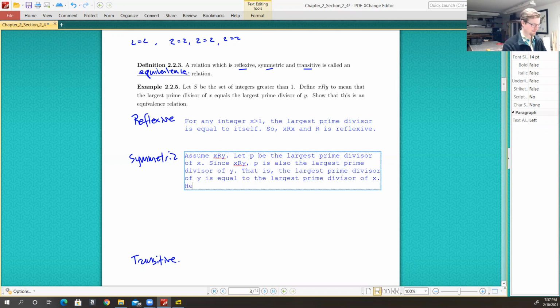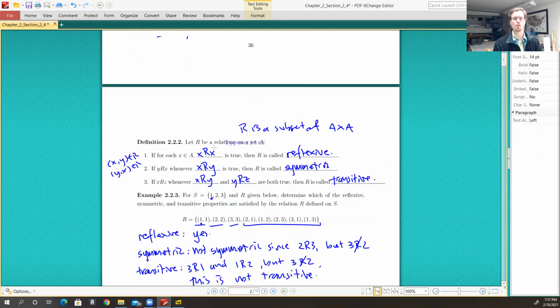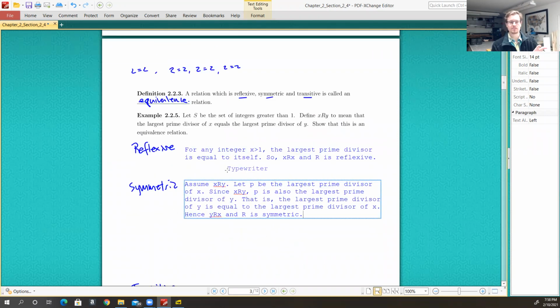Excellent. What does that tell us? Well, hence, y is related to x. And once we know that y is related to x, whenever x is related to y, we have that R is symmetric. So again, what I want to show is that whenever x is related to y, which is what I assumed, I know that y is related to x. When I say that, I'm saying that this thing is true, and I have that it is symmetric.